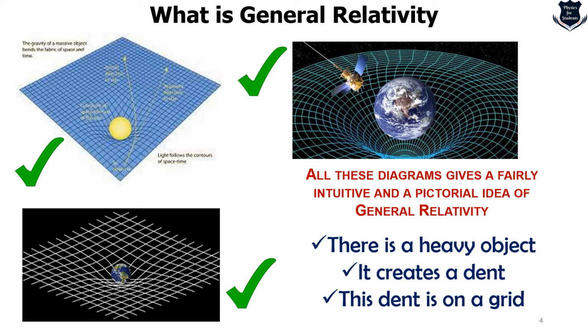Now, considering the question of how we understand that there is a heavy object creating a dent, and what that grid is all about, let us look into the next part of the video, where we are going to understand a little deeply the definition of general relativity and how it takes it forward.